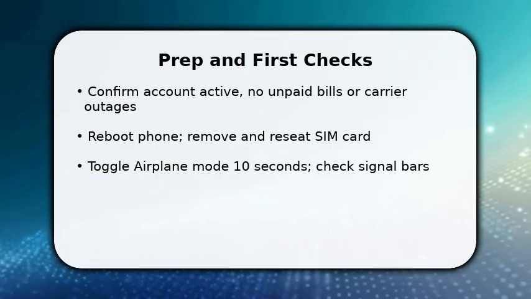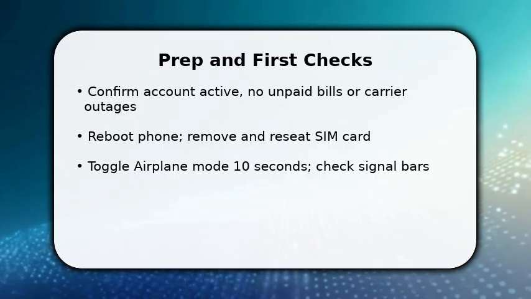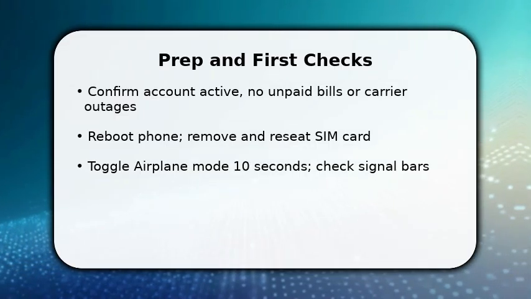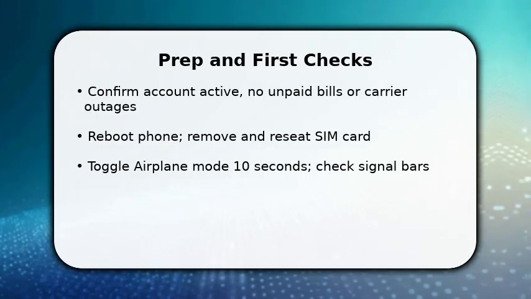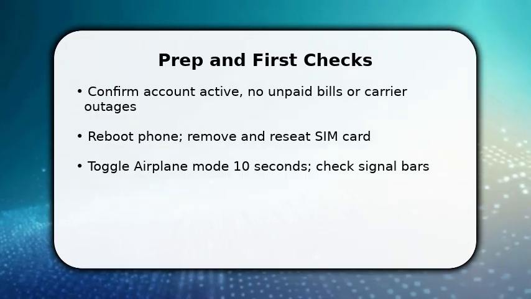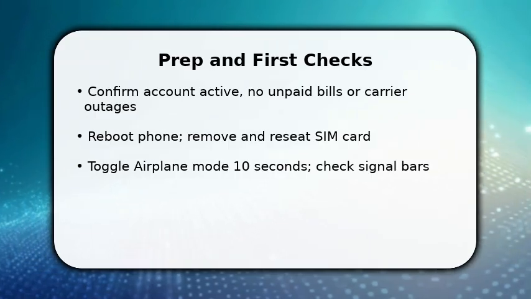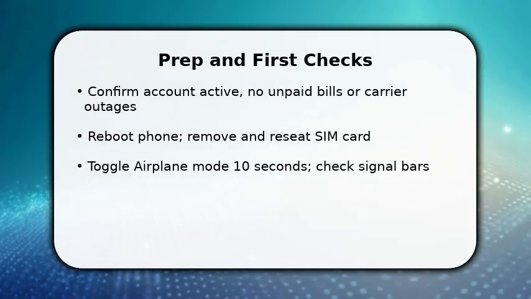You start by confirming the essentials. Make sure your account is active and there are no carrier outages in your area. Once done, power cycle the phone to clear temporary errors. Next, remove the SIM, inspect for dirt or bends, then reseat it firmly. This fixes many contact issues.